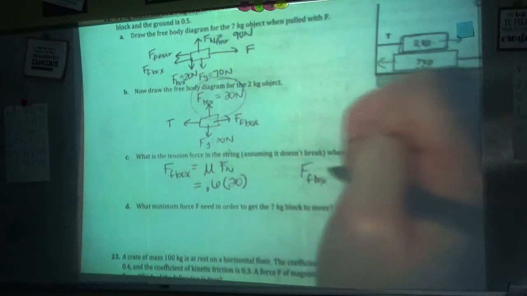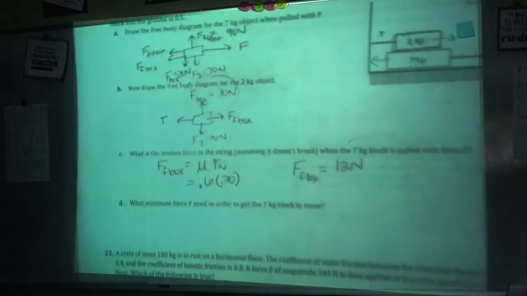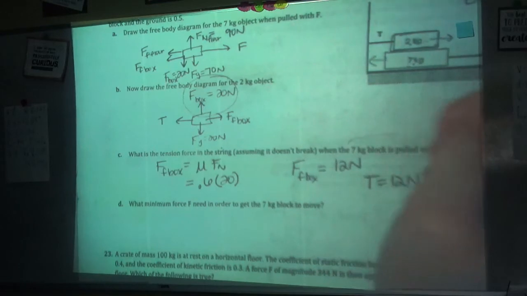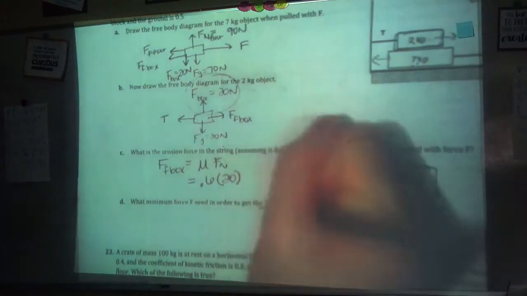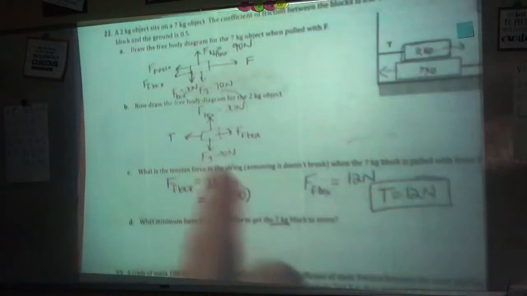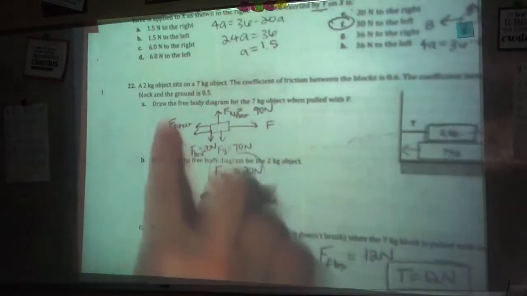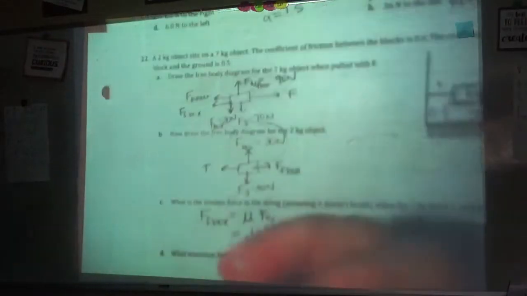and that's going to give us the force of friction for the box, which is just 12 newtons. So that's the most the tension could be. The minimum force needed to get the 7 kilogram block to move would be when they're equal. Obviously, more than that, it would start to accelerate.